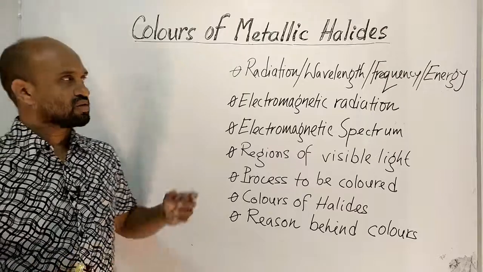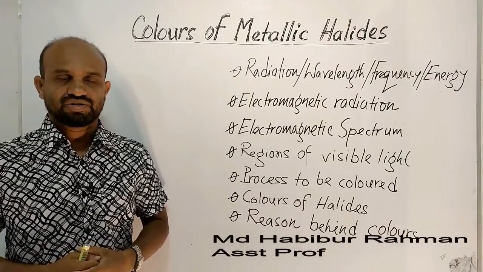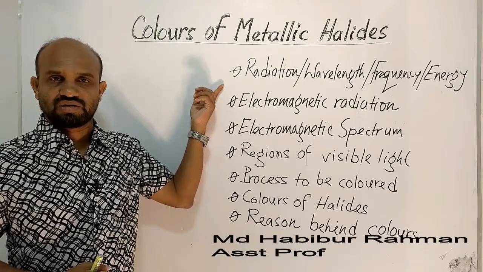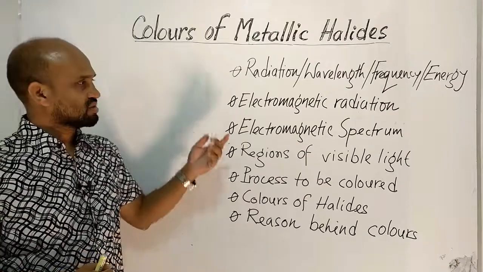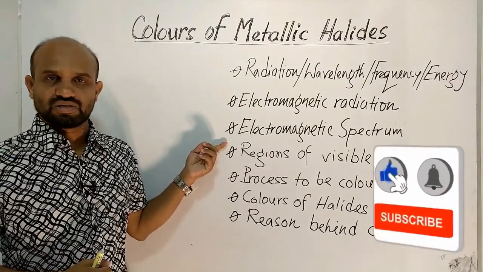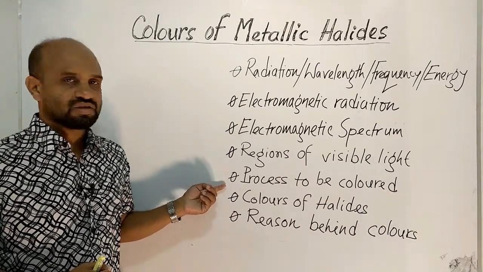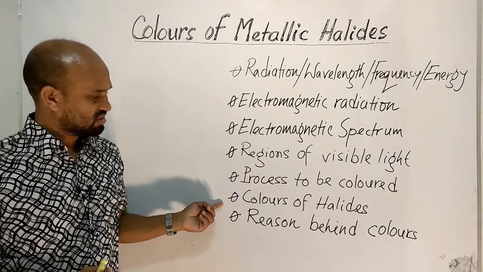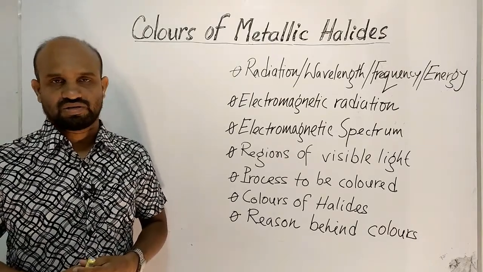Today's lesson is colors of metallic halides. In this lesson, the points to be discussed are radiation, wavelength, frequency and energy of radiation, electromagnetic radiation, electromagnetic spectrum, regions of visible light, process to be colored, colors of halides, and finally reason behind colors of halides.